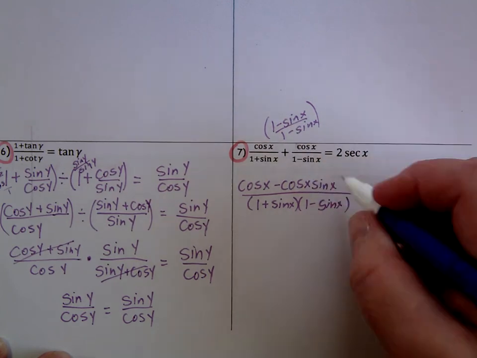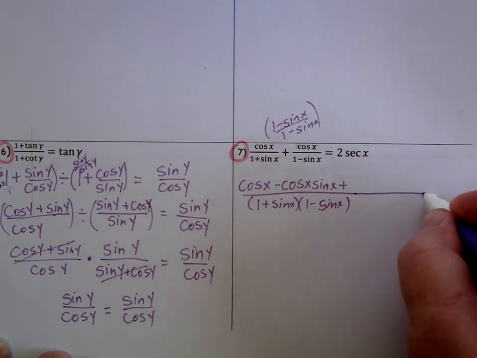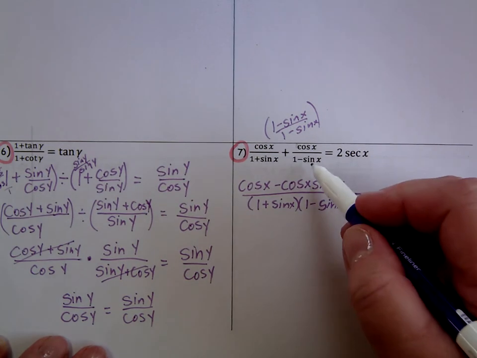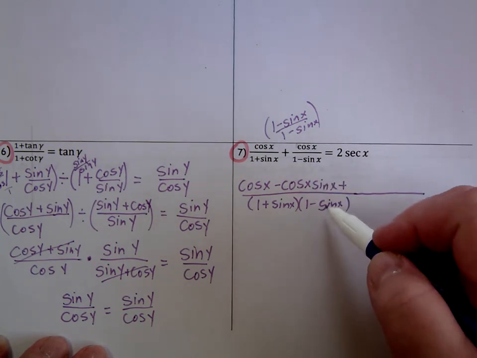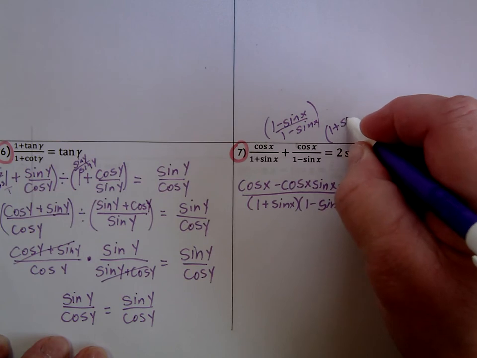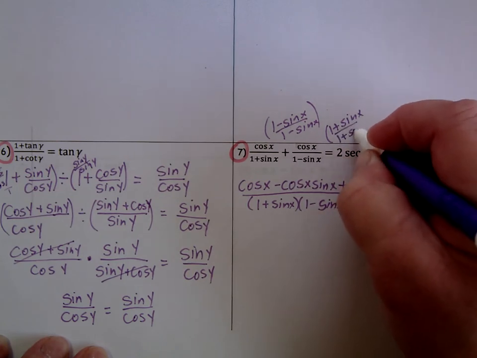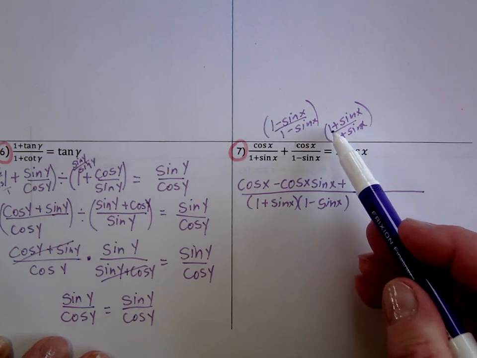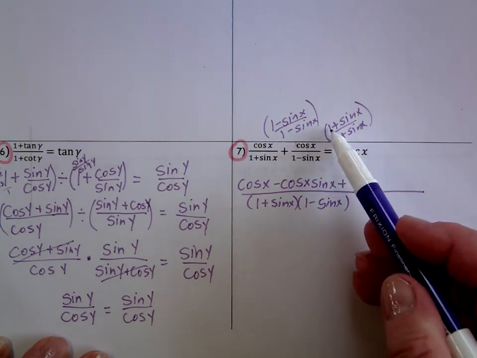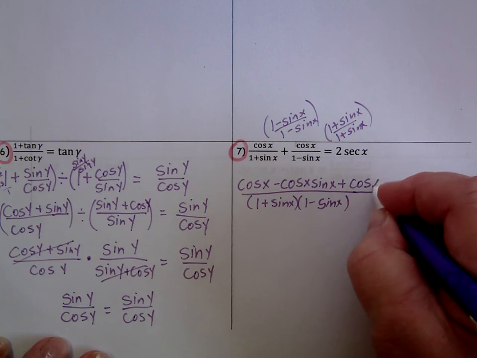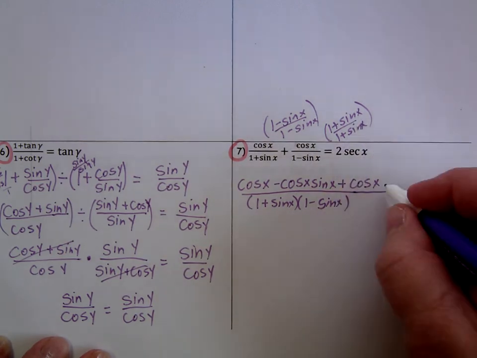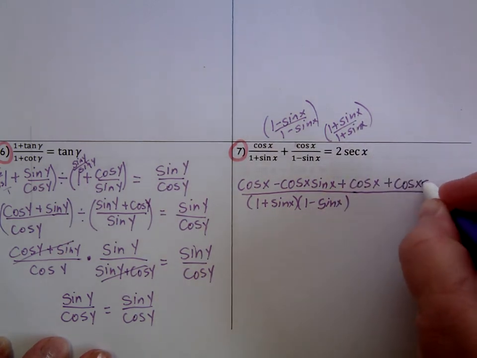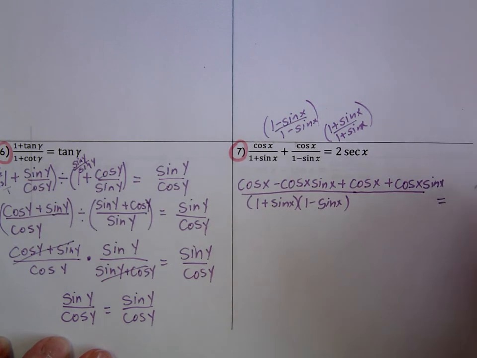Then I come to a plus sign. Let me extend that, right? I have to do the same thing over here. This one has the 1 minus sine. It needs the 1 plus sine. And so I'm going to do the same thing. I'm going to distribute the cosine numerator with this. Cosine times 1 is cosine. It's positive, cosine of x. Cosine times sine is positive cosine sine. And this is supposed to equal 2 secant. Secant is 1 over cosine, so 2 over cosine.